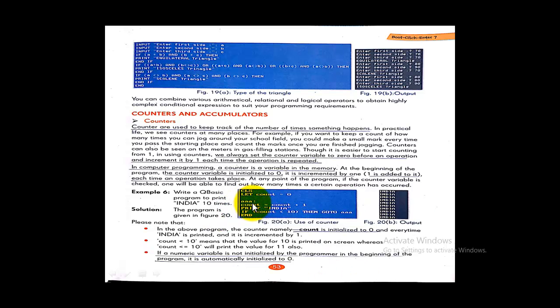This is a label, we are using label a here. Now count equal to count plus 1: we are incrementing the count by 1. Count is initialized to 0 at the beginning of the program, so the value of the count here will be 0; count equal to 0 plus 1 gives 1. Then print India. Next, if count is less than or equal to 10.